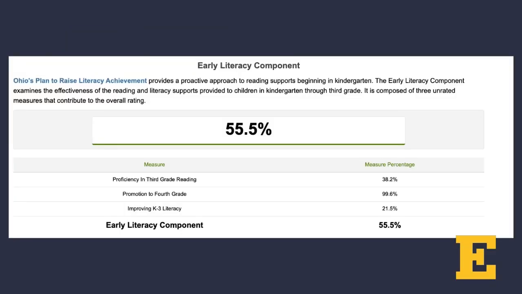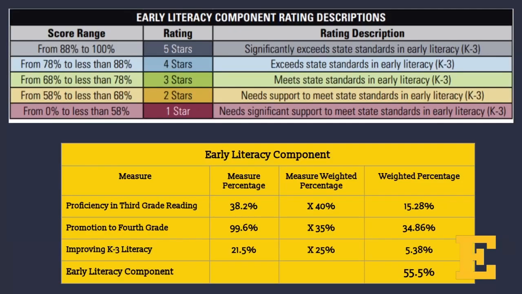So our overall early literacy component, we earned 55.5%. Those are made up of the different measures, and each measure has a different weighted percentage. The proficiency has a 40% weight, the promotion 35%, and improving the K-3 literacy 25%. That shows you how that 55% came up. And when you look at the chart, because we were at 55.5%, we're still less than 58, so that was the 1 star.